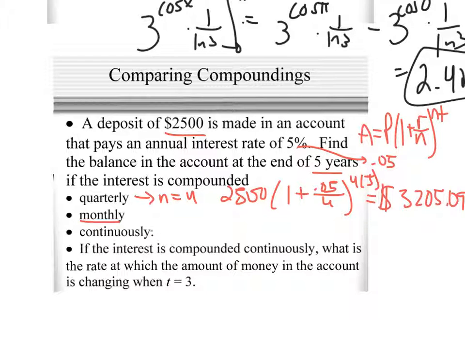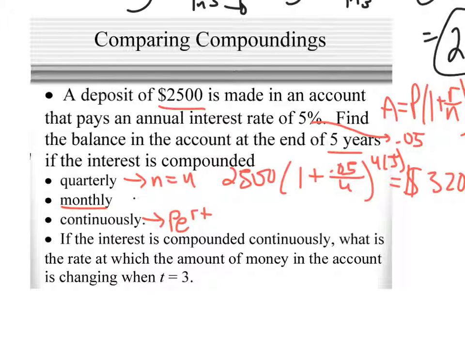I would like for you to try the monthly, and then if you're feeling comfortable with continuously, just a reminder, it's a slightly different formula. It's A equals P e to the rt, so a little different. So try those few, and hopefully you get the same answer. All right, so just a reminder, monthly means that your n is going to be 12. So everything in the equation stays the same except for the 4's. Okay, so you end up with a little bit more money.